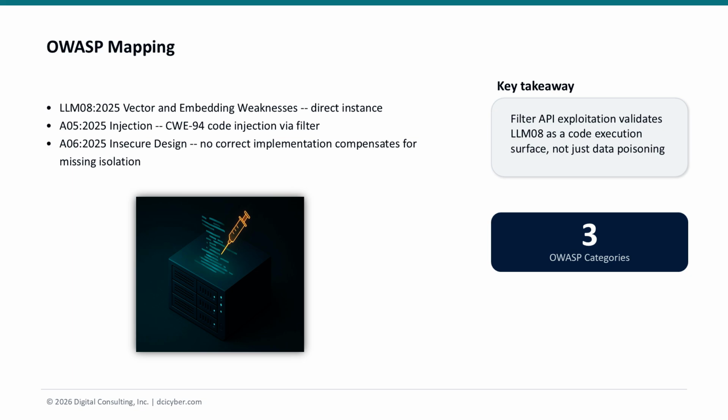Second, A05 2025, Injection. A05 covers attacker-supplied data interpreted as a command. This maps squarely to filter attribute names resolved as Python object paths, not data tokens. The SQL injection discipline, validate against a schema allow list, never pass user data directly to an evaluator, applies without modification. And third, A06 2025, Insecure Design. The architectural failure where no correct implementation compensates for a missing structural control. The filter evaluates expressions inside the trusted execution context, vulnerable by construction. The patch adds a block list. The architectural correction requires redesigning the evaluation path.